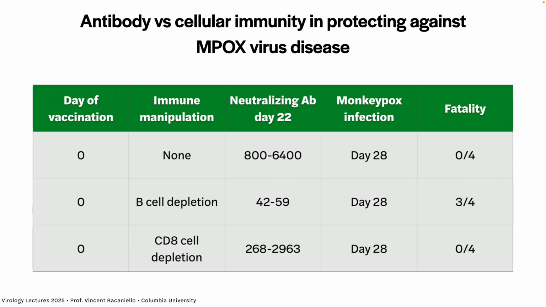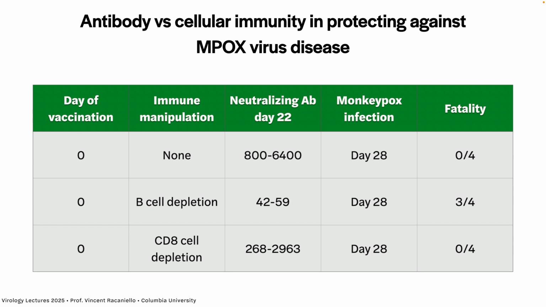So we have two arms of immunity that we've talked about, right? We have antibody and cellular immunity. So which is more important for protecting against disease? And here's an experiment. It depends on the virus, but here's an experiment with Mpox, monkeypox virus, which causes the disease known as Mpox. We vaccinate animals here at day 0 and then do either no immune manipulation or take out the B cells or the CD8 cells. So of course, we're going to prevent antibody production or CTL production.